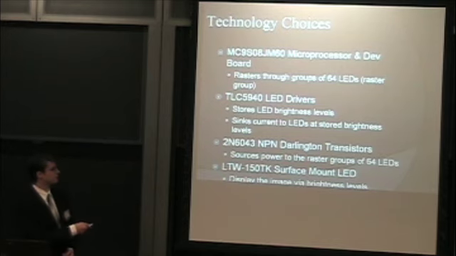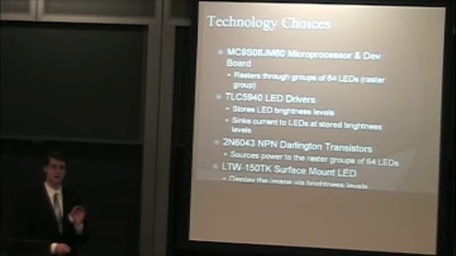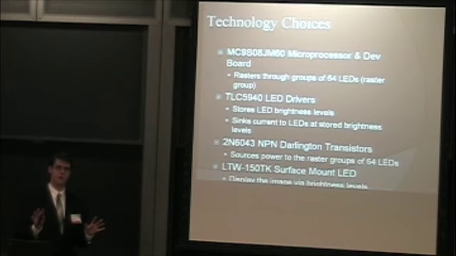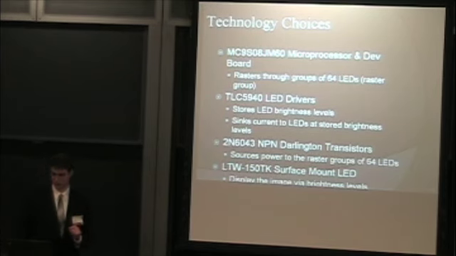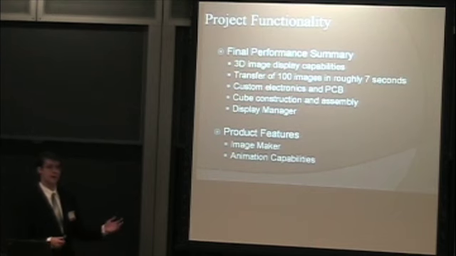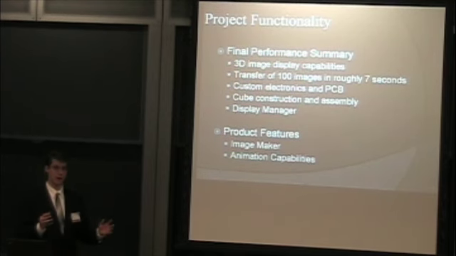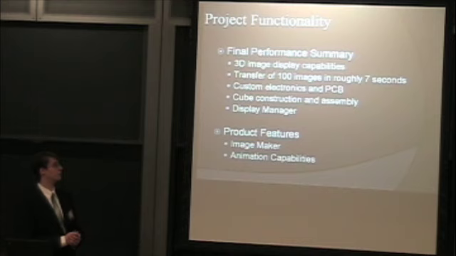The Darlington configuration transistors are good high-power sources. They are capable of sourcing current to groups of 64 LEDs at a time. Our surface mount LEDs were chosen for high viewing angles to create a beautiful picture and relatively high brightness for very reasonable power consumption. In the end, our cube is able to output a 3D image, as you will see.